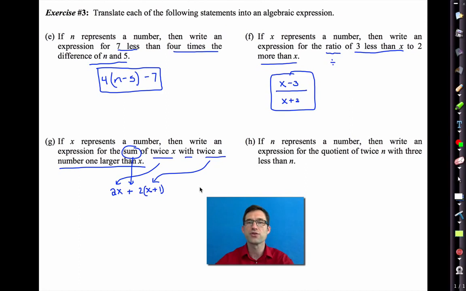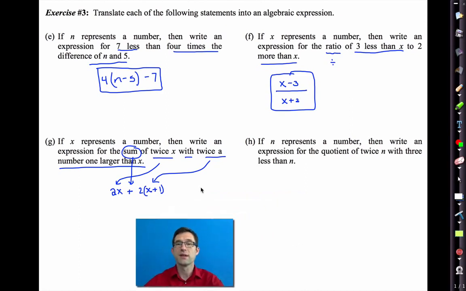Let's take a look at letter H. If n represents a number, then write an expression for the quotient, again, division, of twice n with 3 less than n. That's not so bad. Here's twice n with 3 less than n. All right.